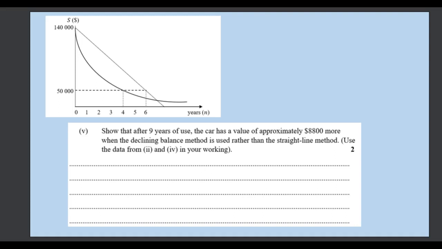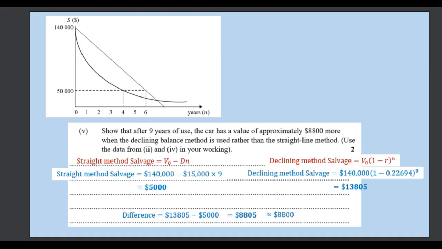The last question says, show after 9 years, well, n is 9 if it says 9 years, that didn't always happen, that the car value was 8,800 more with a declining balance. So it's saying do the declining balance using the interest rate and to the power of 9, do the straight line method and show me that there's the difference of 8,800. That question wasn't that badly done.